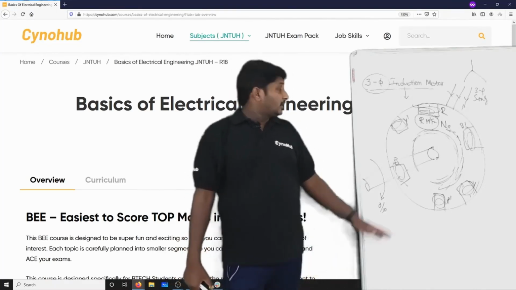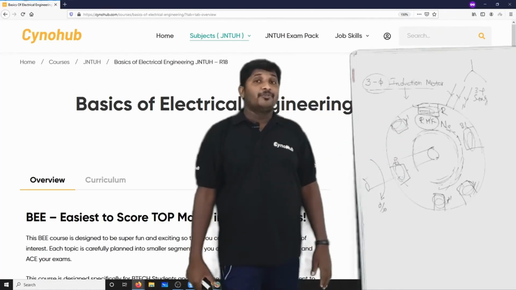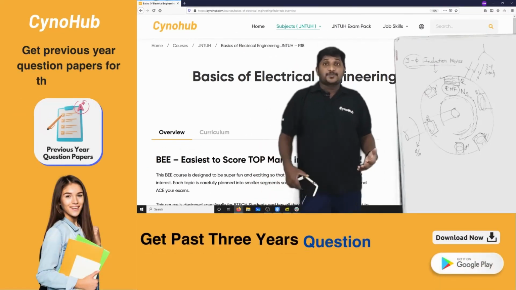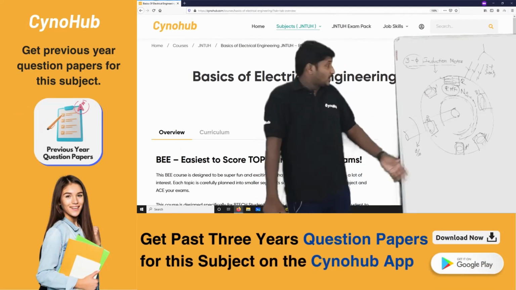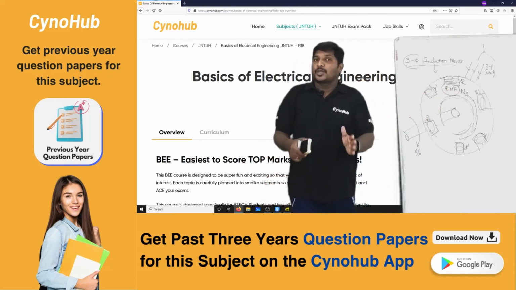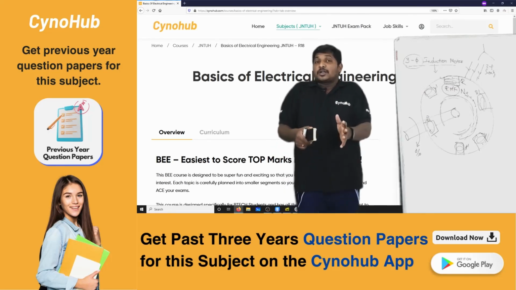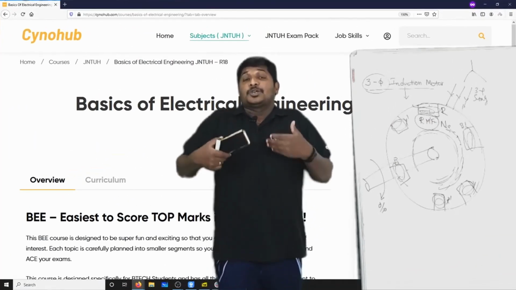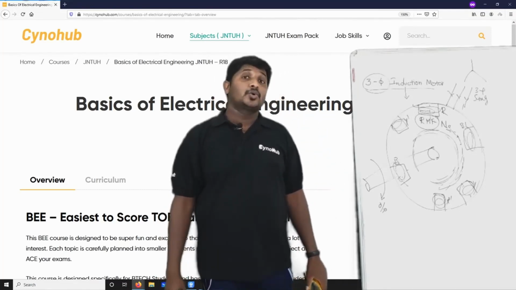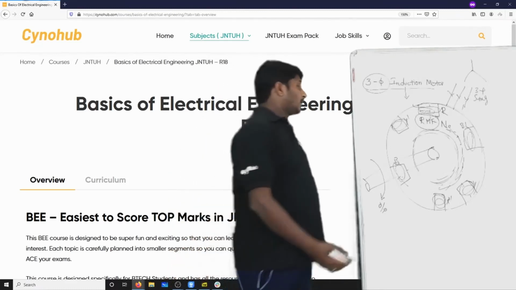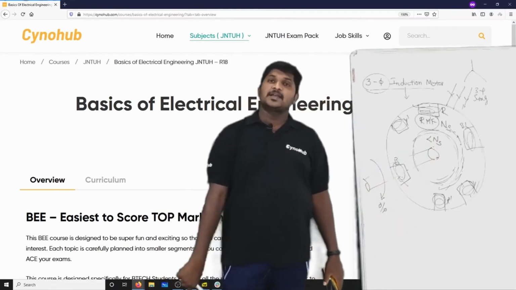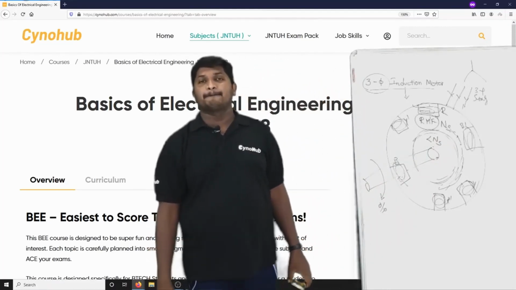Now, the DC motor principle: whenever a current carrying conductor is placed in a magnetic flux, it experiences a force. That means the rotor conductors, in which current is flowing, will experience a force. That means they are trying to rotate. At what speed will they rotate? They will rotate at less than synchronous speed.